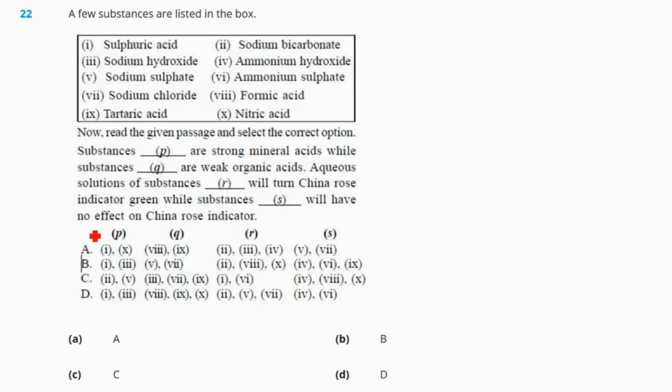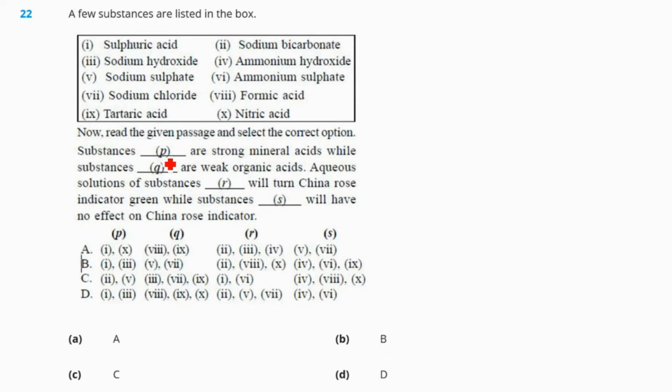Question number 22. A few substances are listed in the box: sulfuric acid, sodium bicarbonate, sodium hydroxide, ammonium hydroxide, sodium sulfate, sodium chloride, formic acid, tartaric acid, and nitric acid. Now read the given passage and select the correct option.